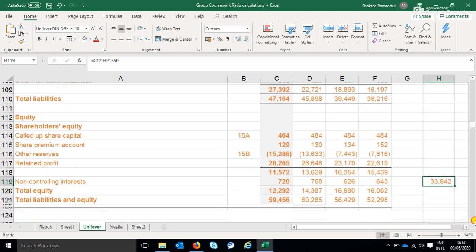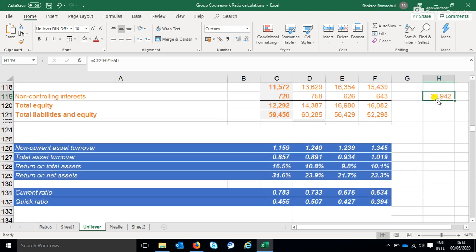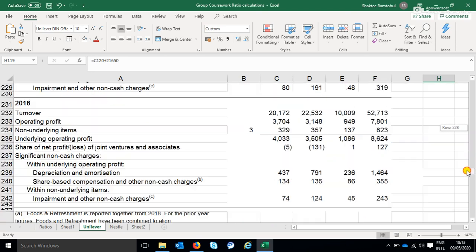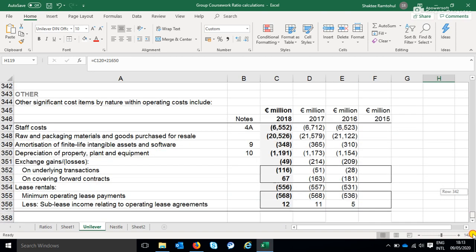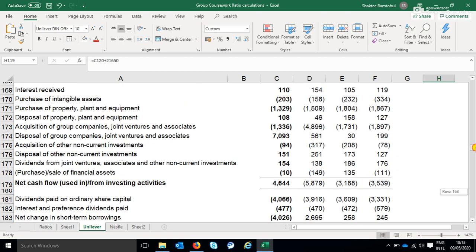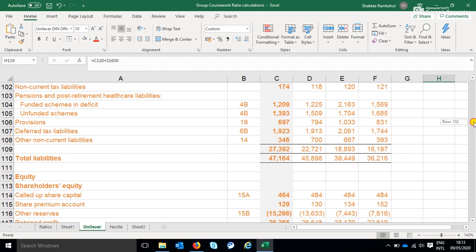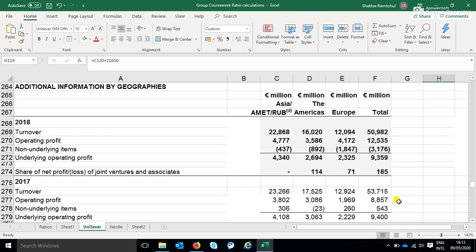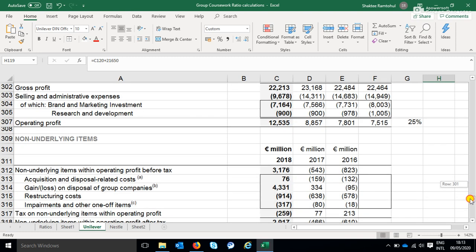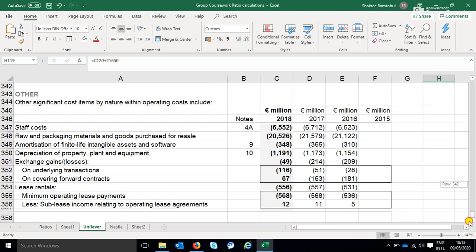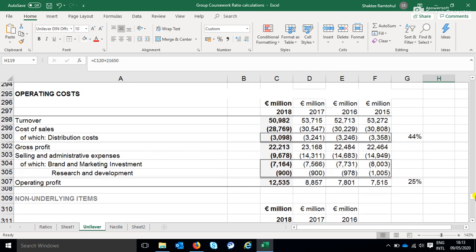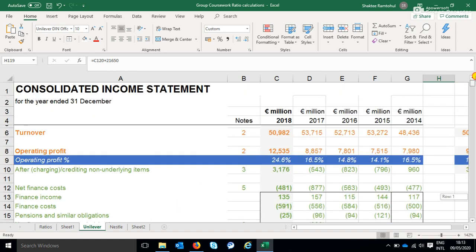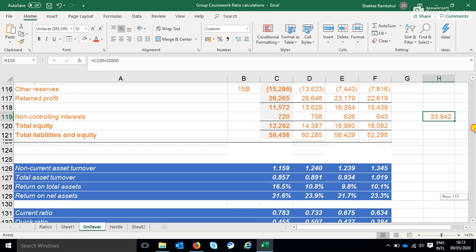And then my operating profit. Let's go look for that. We're looking at 2018. Where's my operating profit figure? There you are, 12,535. Let's go back to our financial statements.